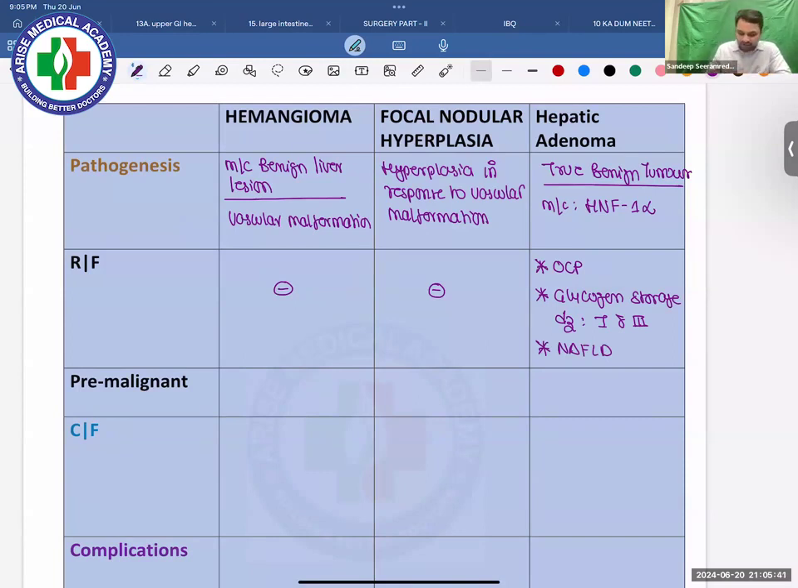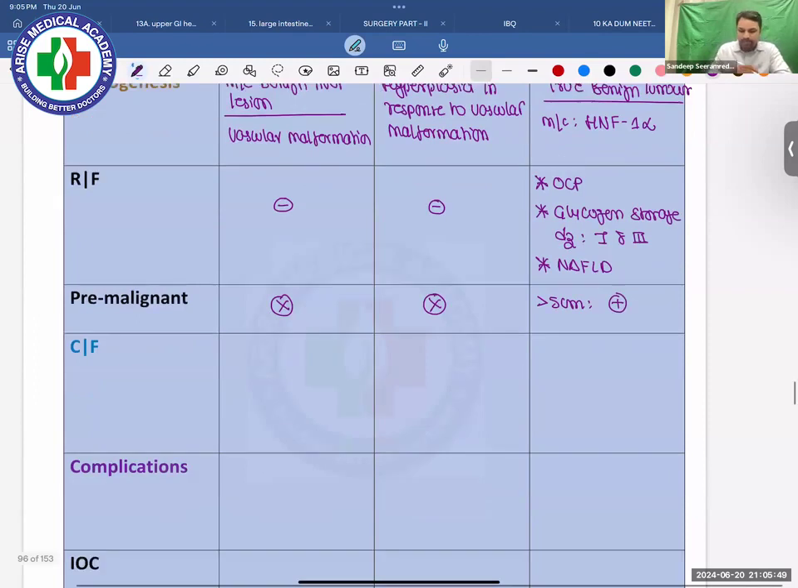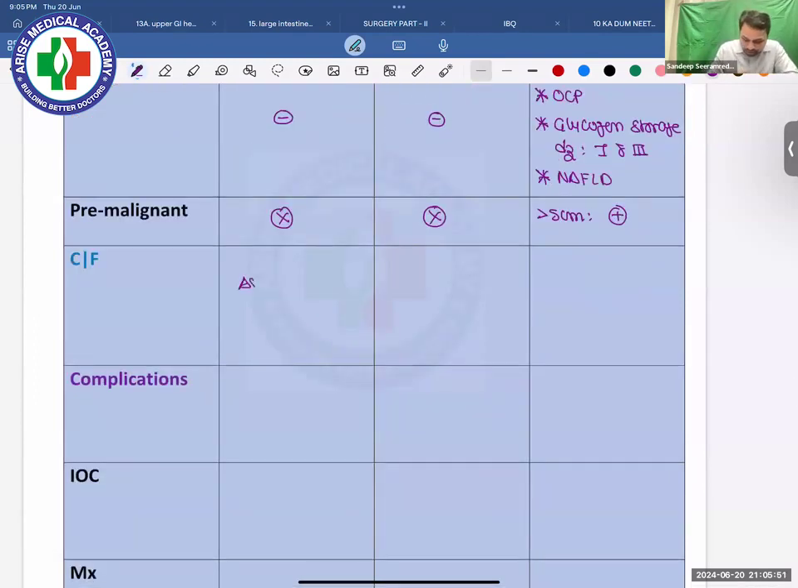So non-alcoholic fatty liver disease, this is not pre-malignant. If the size is more than 5 centimeters, it is considered to be pre-malignant. All three of them are usually asymptomatic. So all of them are either an incidental finding or they are seen secondary to some sort of complication.